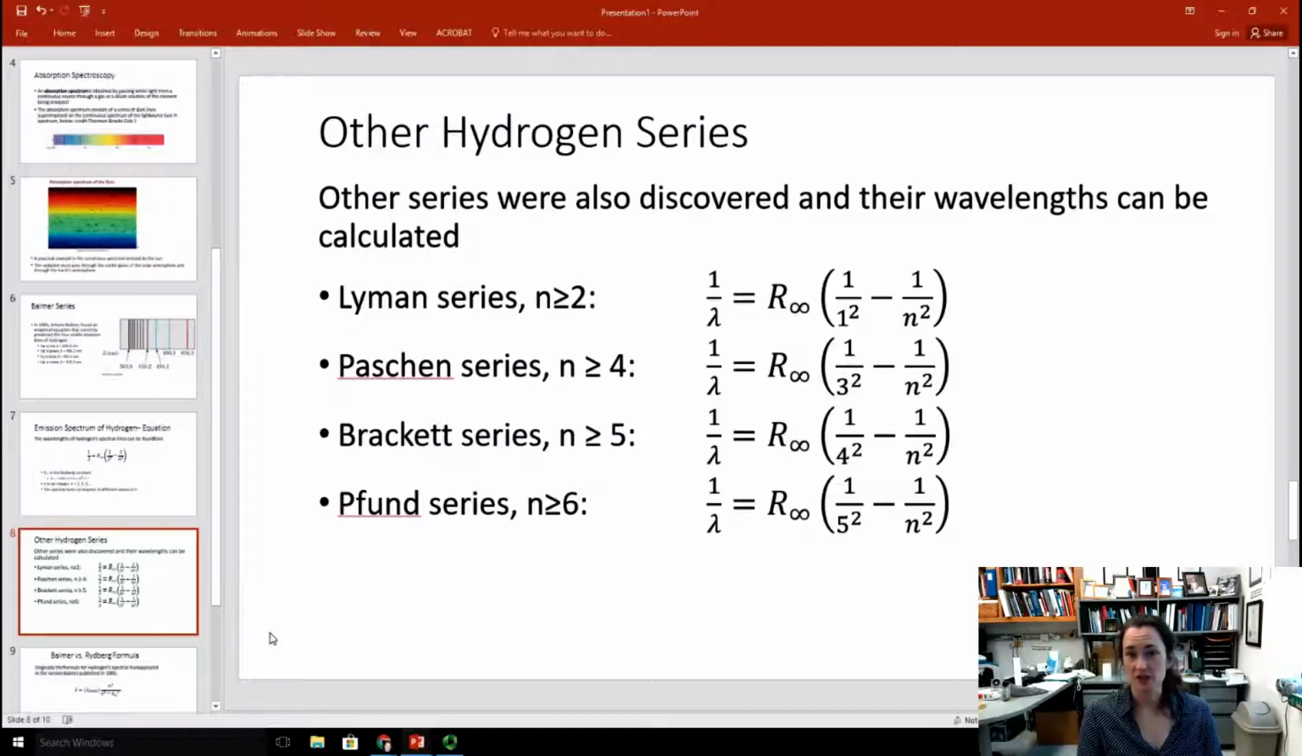So the Lyman goes at 1 over 1 squared. The Balmer goes at 1 over 2 squared. The Paschen, 1 over 3 squared. The Brackett, 1 over 4 squared. And the Pfund, 1 over 5 squared. Now for the n, you start at one integer higher than your first number. So for example, for Lyman, if you start at 1 over 1 squared with your first number, n has to be greater than or equal to 2.